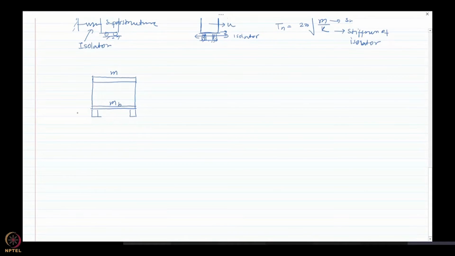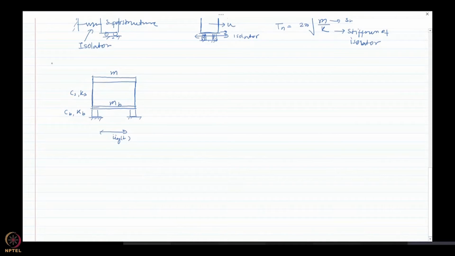Now the stiffness of the isolation layer, I will denote it as Kb. That is the stiffness of the isolation layer. And the damping coefficient of the isolation layer, let us say Cb. Similarly, for the superstructure, the damping is Cs and the stiffness is Ks. Okay, and this isolation is fixed at the ground and it is connected to this basement, and there is a ground excitation.